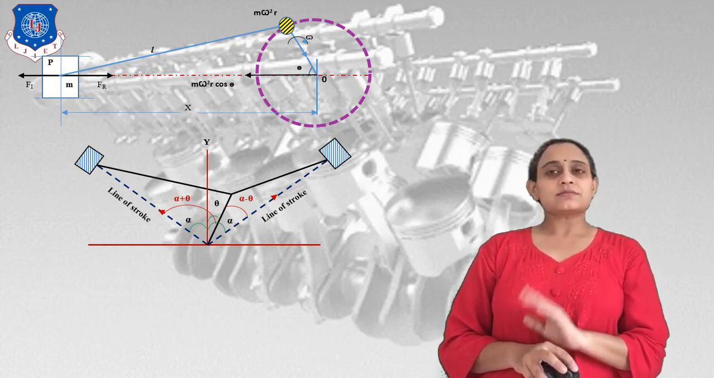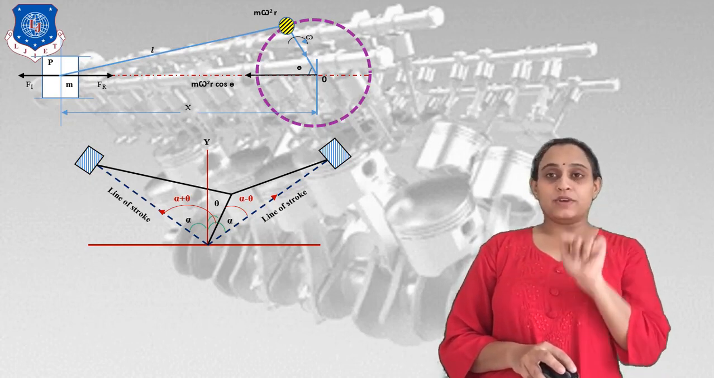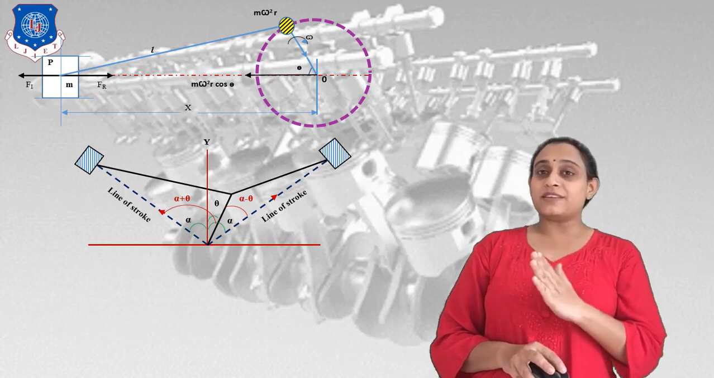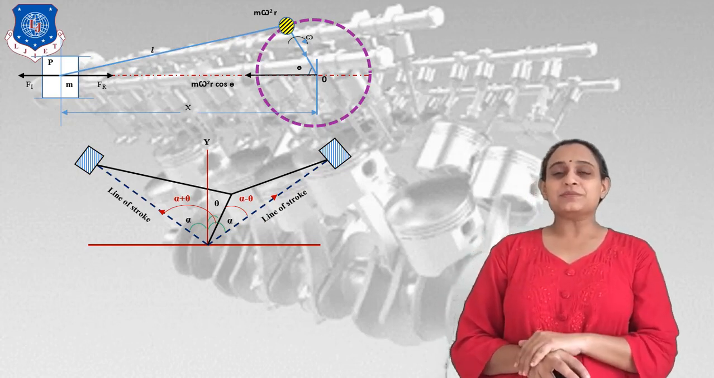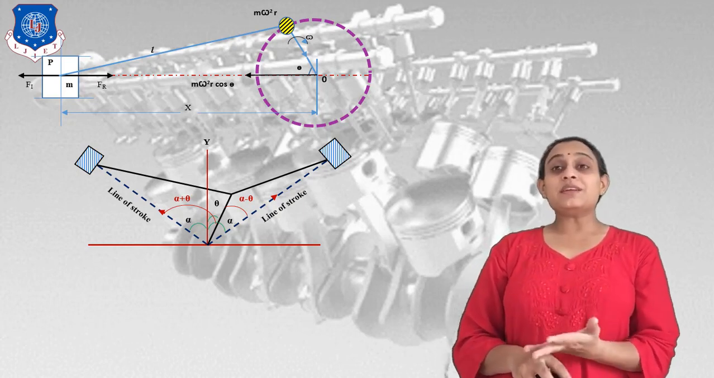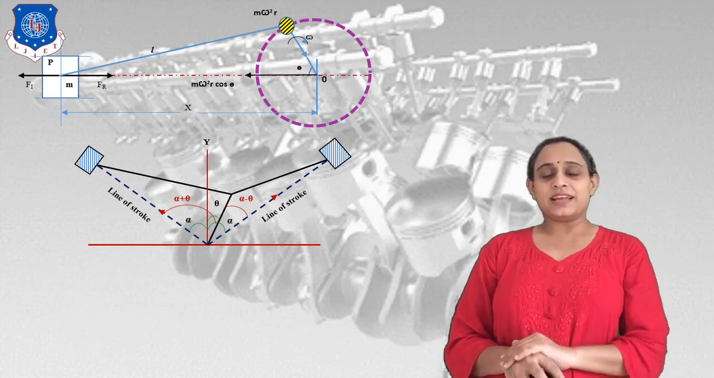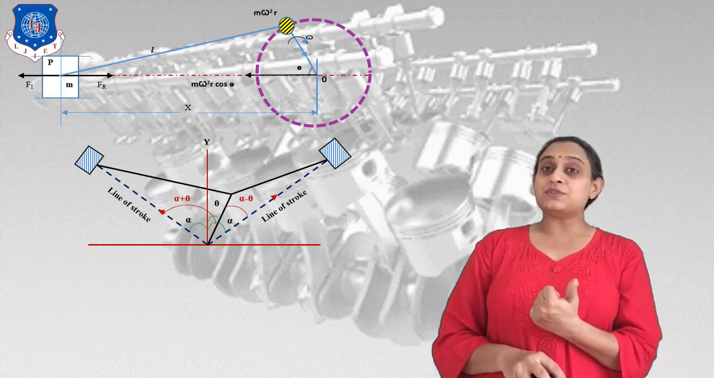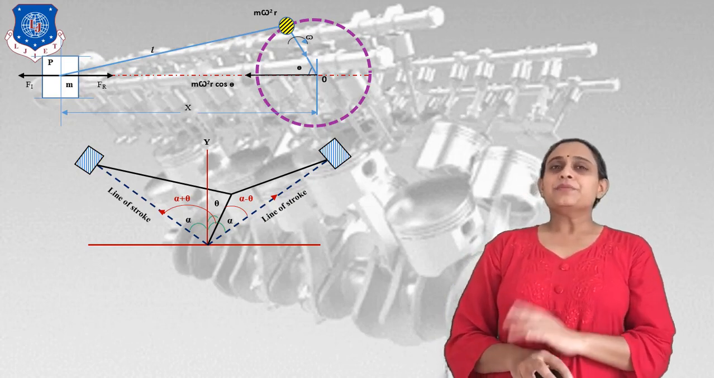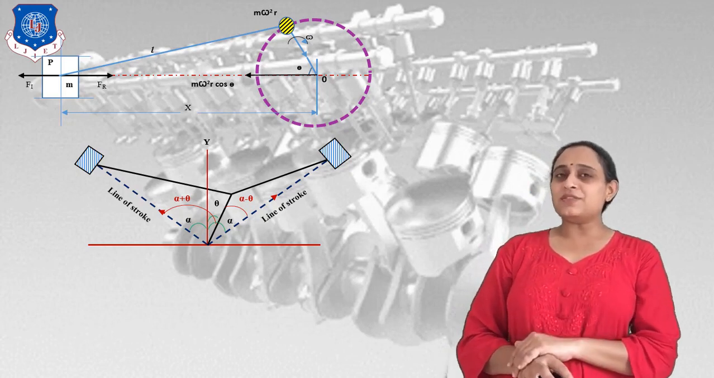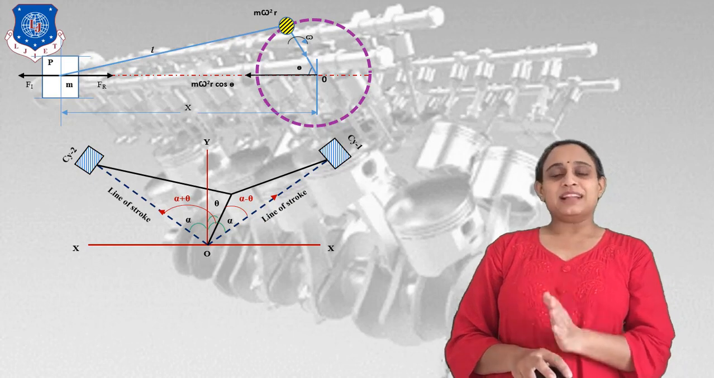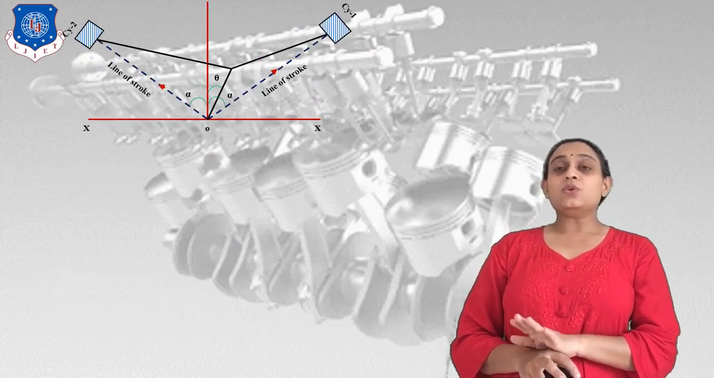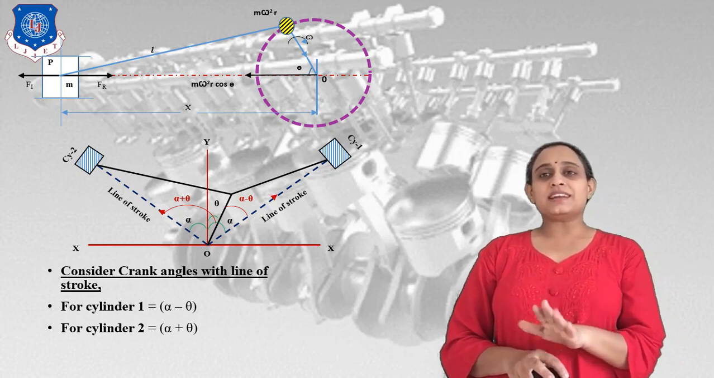Now we have the image of the two-cylinder engine. The first cylinder makes angle alpha with the OY axis and the crank makes theta with the OY axis, so the angle between the line of stroke and the crank is alpha minus theta, as you see in the diagram. For cylinder number 2, the line of stroke makes alpha with the OY axis and the crank makes theta, so the total angle with respect to the line of stroke is alpha plus theta. So for cylinder 1 the angle is alpha minus theta, and for cylinder 2 the angle is alpha plus theta. Note down both of these to understand the further theory.